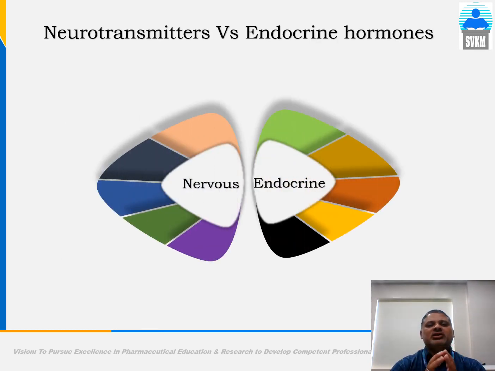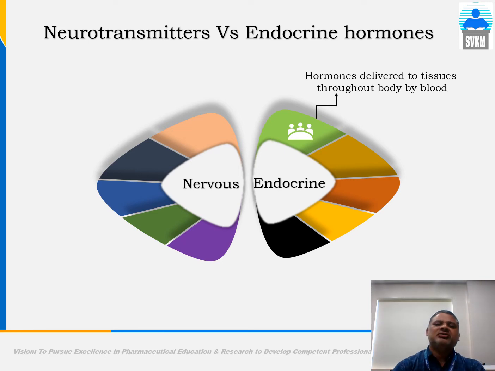Now we will focus on the difference between the neurotransmitters and the endocrine hormones, or the difference between the nervous system and the endocrine system. Basically, the endocrine system releases hormones that are delivered to the tissues throughout the body by the blood or the circulation.